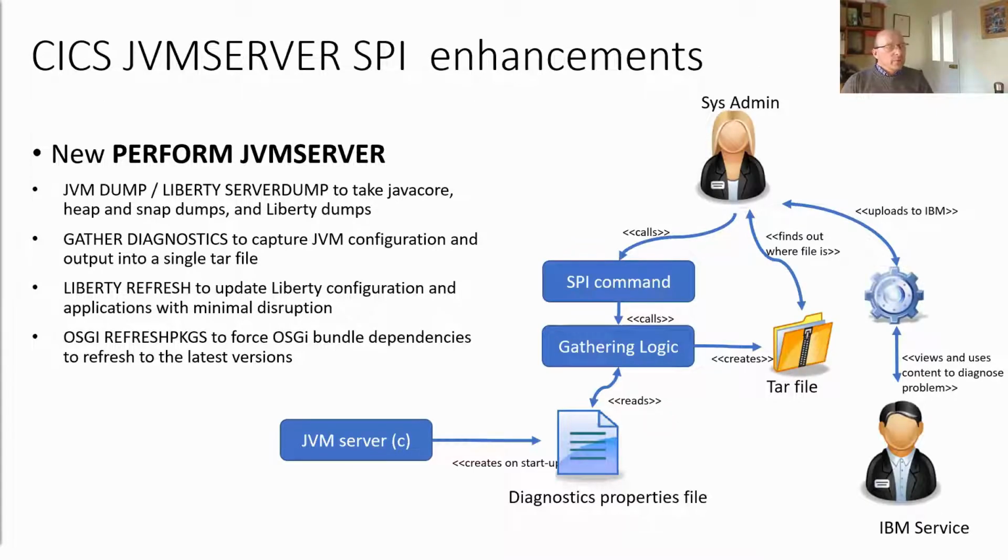So also in 5.6, we had the CICS JVM server SPI enhancements. These enhancements are designed to make it simple to capture diagnostics. So it's a serviceability aid. Our service team may well ask you to supply some diagnostics from your CICS Java runtime. And that could include capturing Java dumps, often Java cores, or heaps or snap dumps, a Liberty dump.